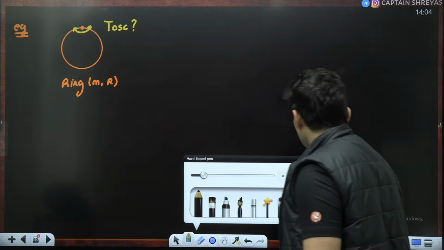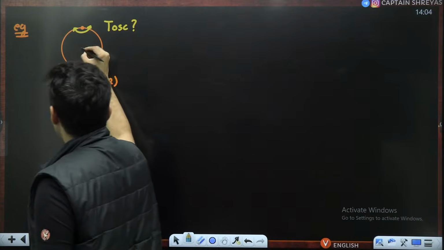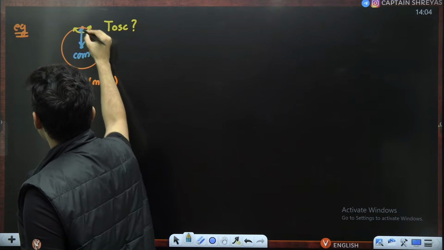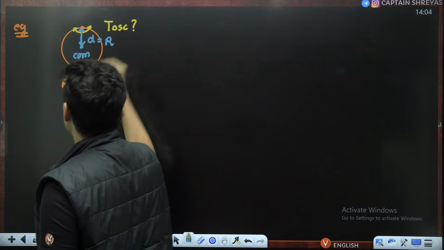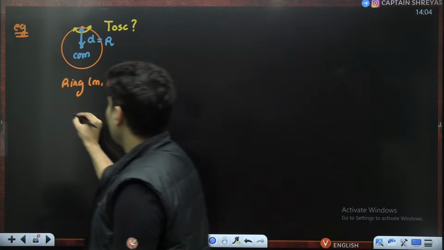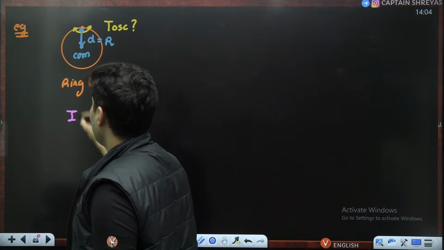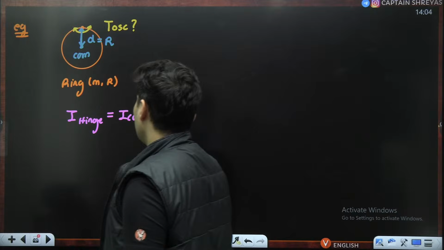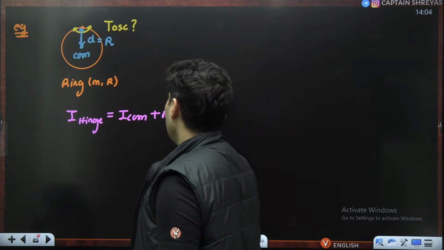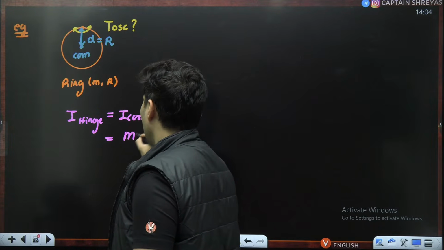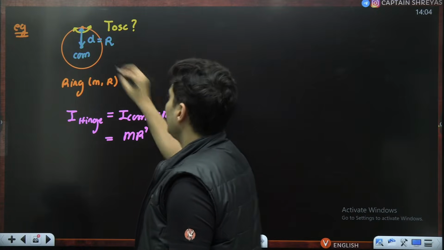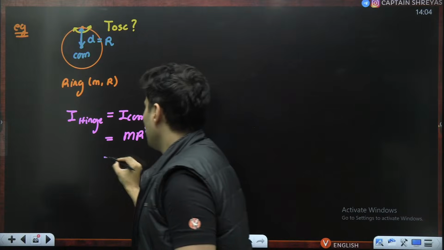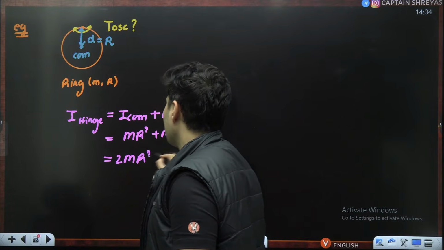Again, start by seeing where the center of mass is. Center of mass of the ring is over here. So this distance which we should calculate is the radius of the ring. What is the moment of inertia of that particular ring about the hinge point? Use the parallel axis theorem. It's moment of inertia about center of mass plus md square. Moment of inertia about center of mass is mr square. The distance by which the axis has been shifted is d, which is also the radius. So it is basically 2mr square.